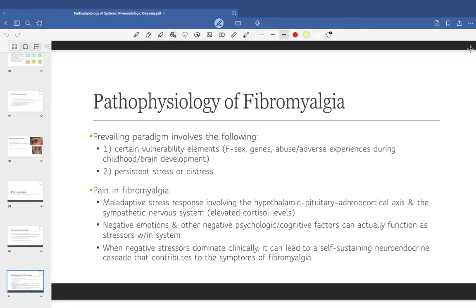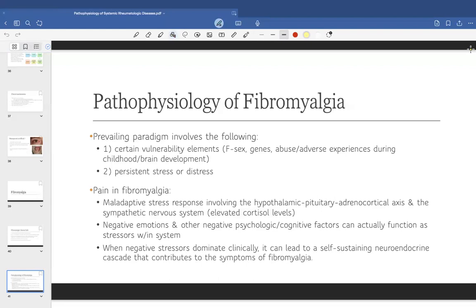And so, yes, there are some pro-inflammatory cytokines because of the activation of your HPA axis and those stress hormones. And yes, it does involve all these different pain modulators within our nervous system and the spinal cord. This just shows you the different trigger point areas. Again, diffuse widespread pain, it's myofascial as opposed to joint.